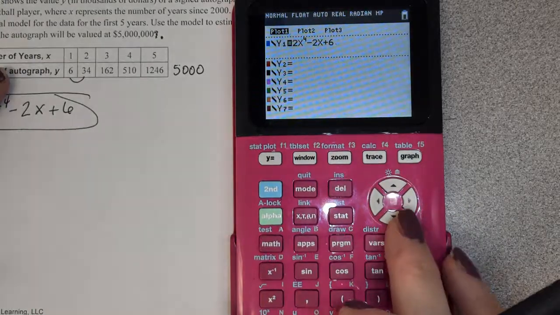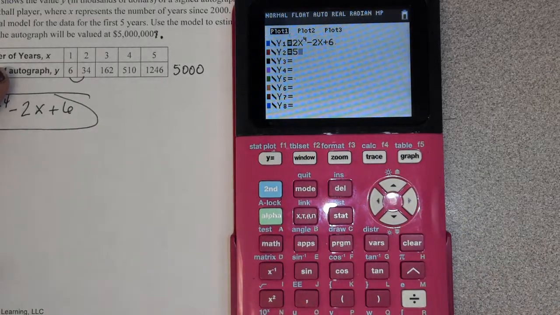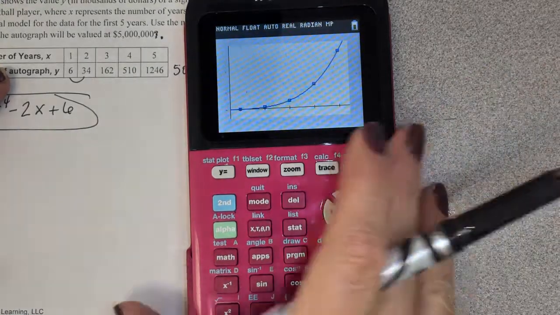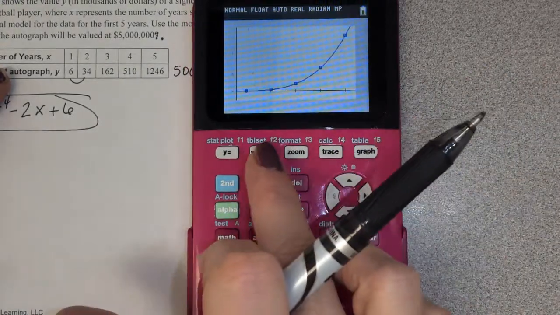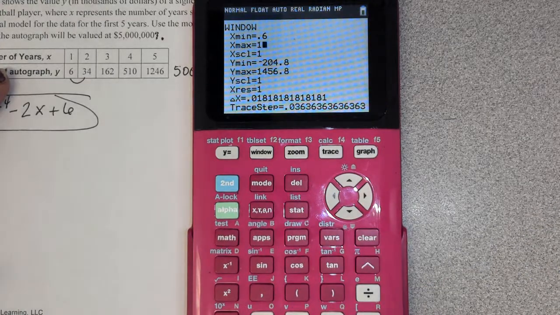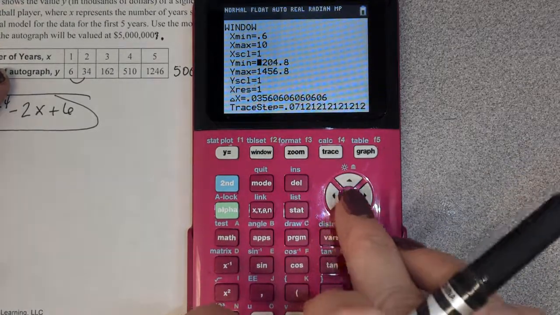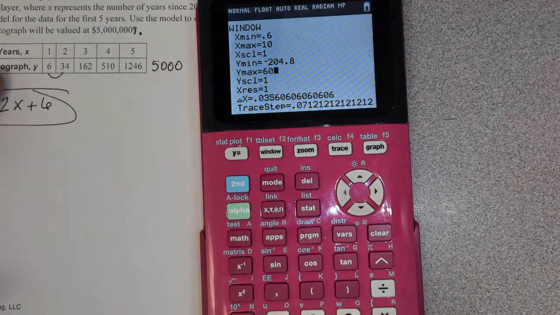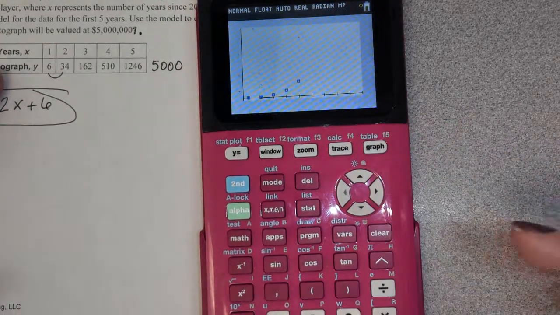So we go to y equals. We just have to put in 5,000. We graph. We don't see it, and that's because we have not adjusted our window. So on our window, I probably want this to go out to like 10 years. And I definitely need my y max to go up to at least 5,000. I'm going to make it 6,000 just to be sure.